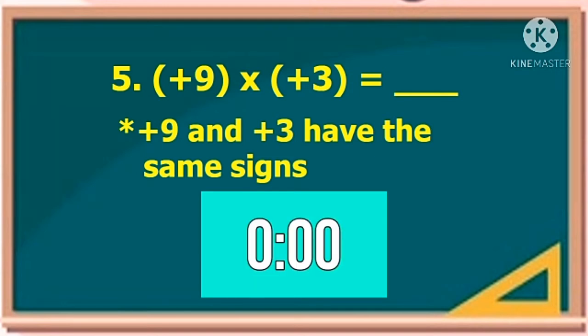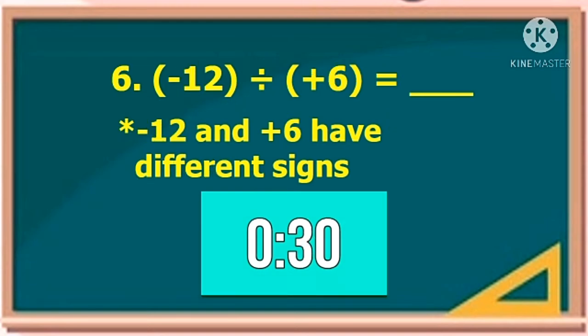Time's up. If your answer is positive 27, very good. You are correct. Number 6. Negative 12 divided by positive 6 equals blank. Hint, negative 12 and positive 6 have different signs. Time starts now.